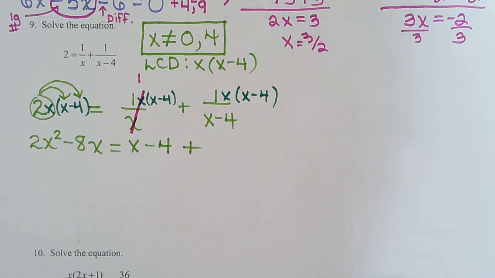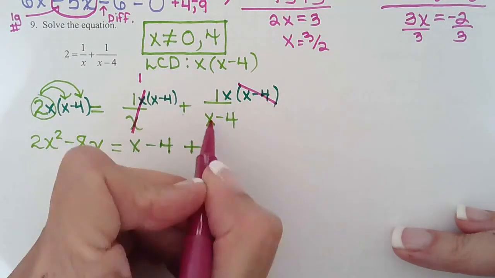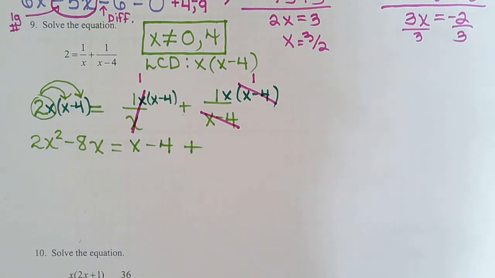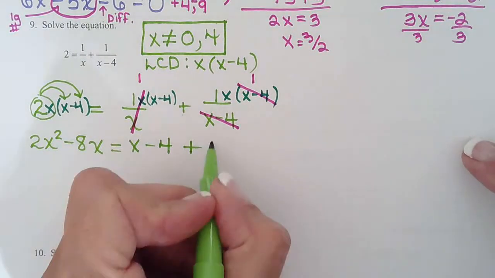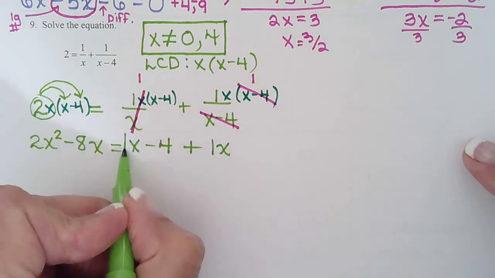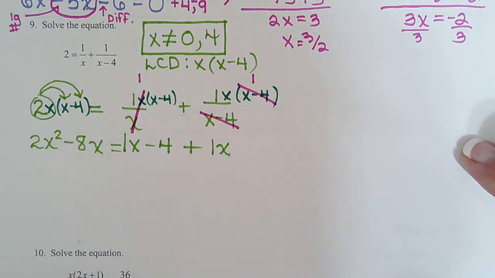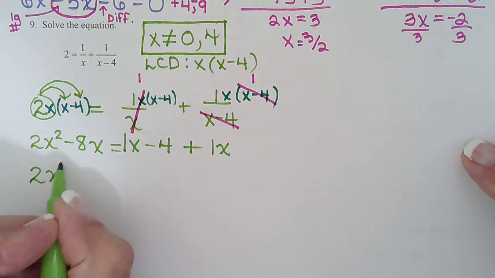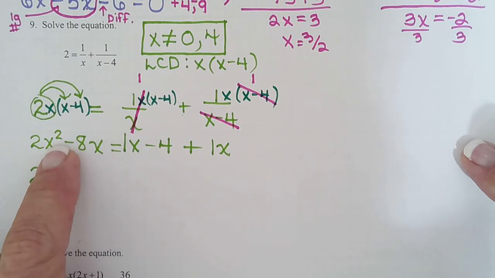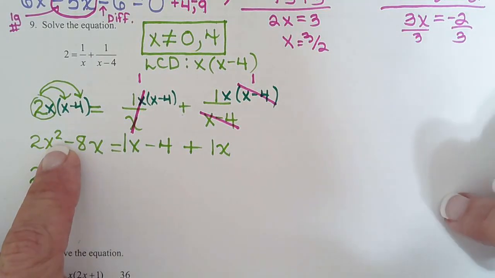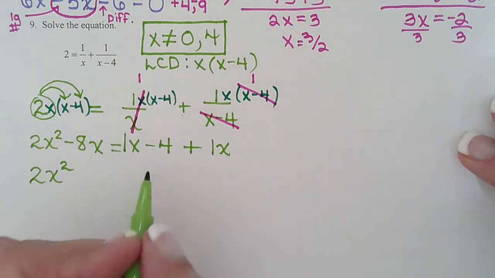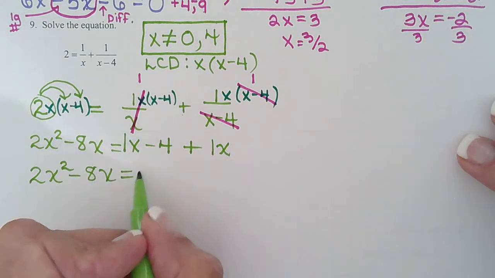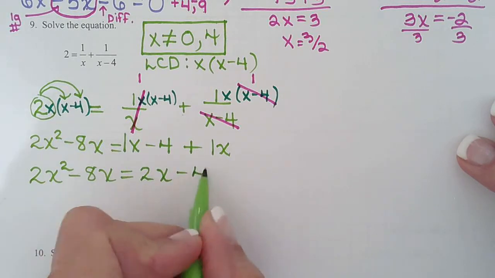Plus, and here the x minus 4's are going to cancel. x minus 4 divided by x minus 4 is 1. So I'm left with plus 1x. And I'm going to keep that 1 there because I see I have some like terms here. So I'm going to keep the 1's in front. So let's simplify this side and then we'll set everything equal to 0, because we know whenever there's a squared, you have to set it equal to 0 to do either factoring or quadratic formula. So 2x squared minus 8x equals 1x plus 1x is 2x minus 4.